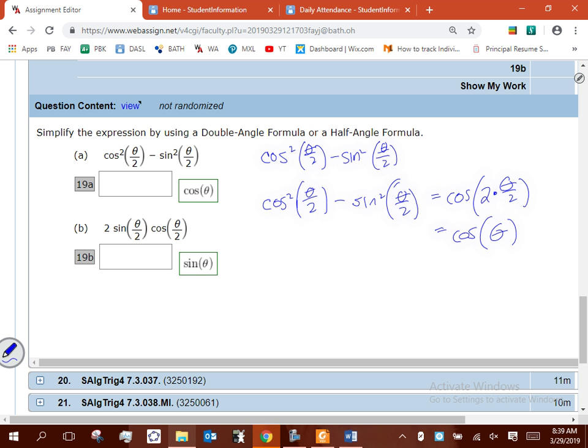the expanded version, the setup between cosine squared and minus sine squared, is a double angle concept. Same thing there on that bottom one. So 2 sine of something, cosine of something, is equal to sine of 2 times that something. Well, that something here is theta over 2, so when we put theta over 2 there, it gives me sine of theta.